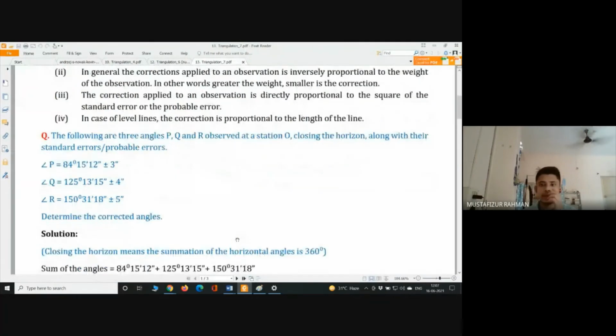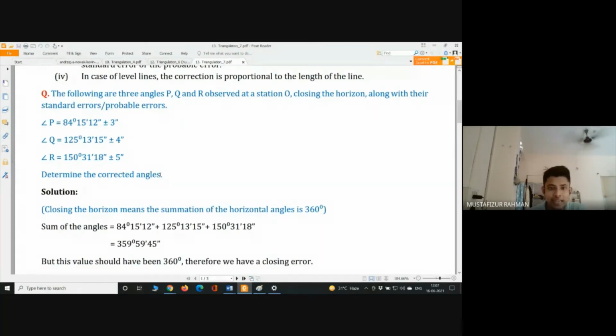Okay, let's just see one numerical quickly, very easy. So here we have three angles, angle P, Q, and R. And what is the condition? Closing the horizon. So when it is said closing the horizon, it means the summation of the horizontal angles is 360 degree. We are measuring at the same point. So the summation of angle P, Q, and R should be 360 degree, along with their standard error or probable error. So these are probable errors, okay? Plus minus 3 seconds, plus minus 4 seconds, plus minus 5 seconds, those are probable errors.